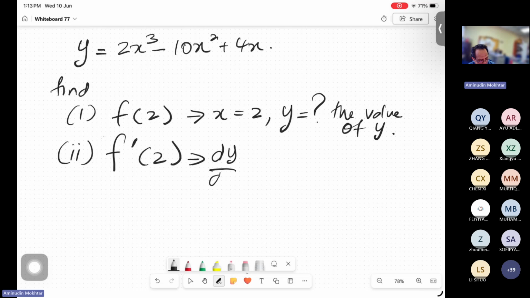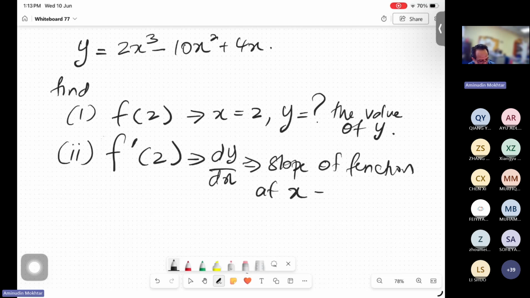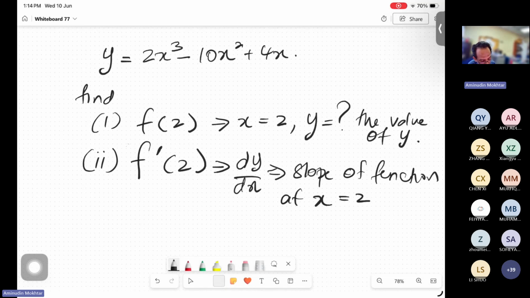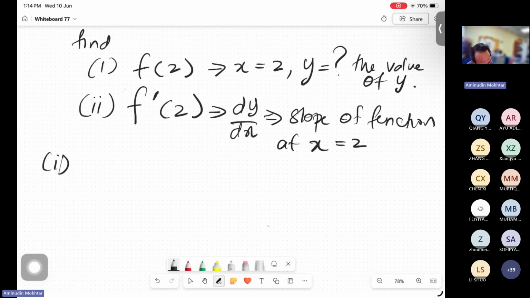dy/dx is the slope of the function at the point x equal to some value. I hope you can differentiate these two concepts. What is the difference between f(2) and f prime of 2? How do we answer the first question, f(2)?